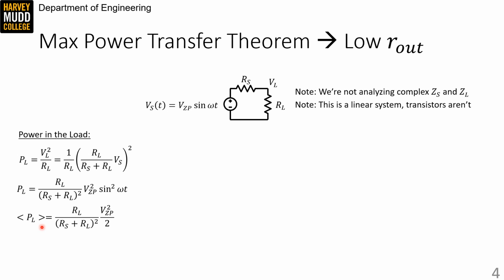So taking the time average of this converts sine squared omega t into a factor of 1/2, which is a fact you should memorize. By the way, I indicate time averages by using these brackets around a variable.